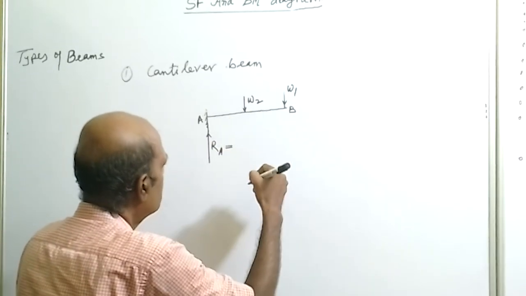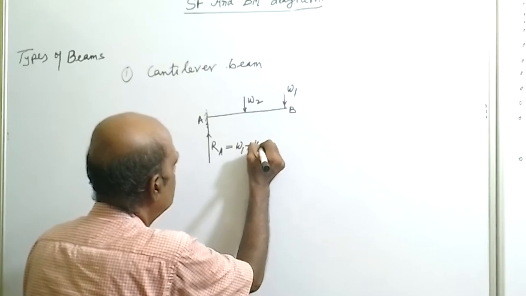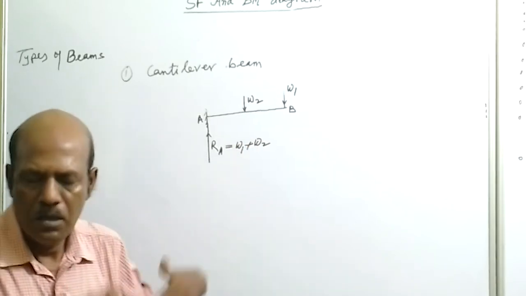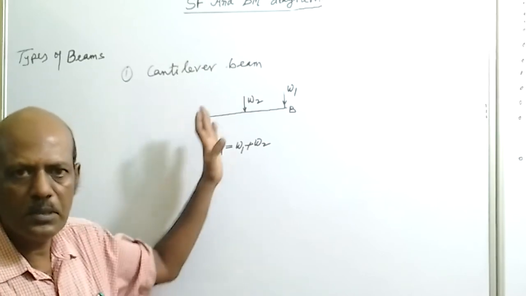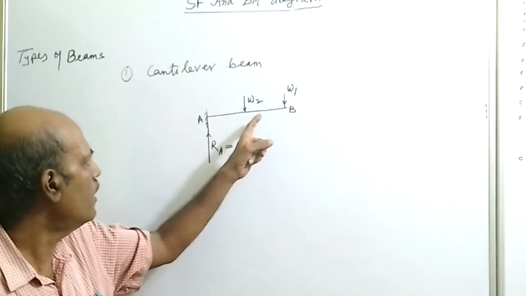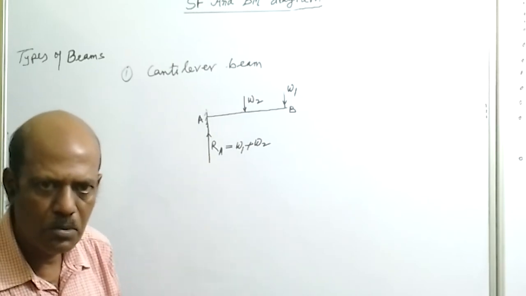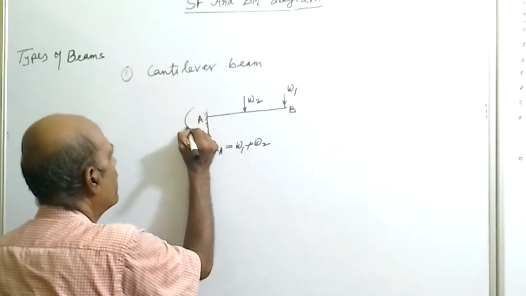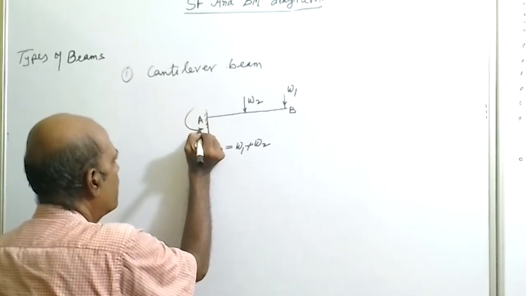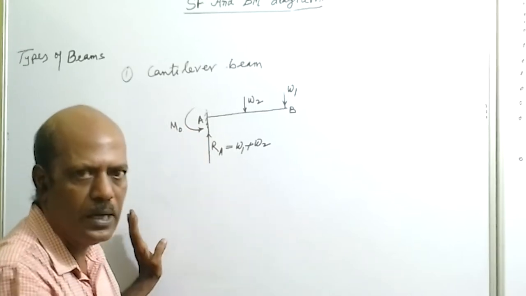So RA will be equal to W1 plus W2, because the reaction also will be equal to the vertical downward loads W1 plus W2. So RA will be equal to W1 plus W2, as well as a fixed moment will develop at the fixed end. We will calculate the moment afterwards.